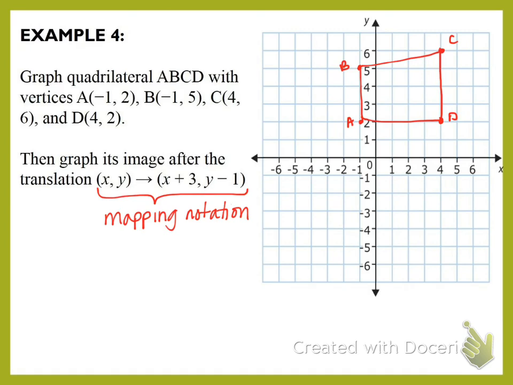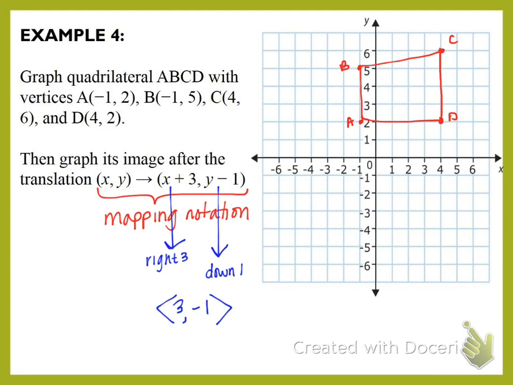So mapping notation is really giving a set of instructions just like a vector, but instead of telling us how to move X and how to move Y, they're just showing us how the point X, Y is going to transform. So the point X, Y is going to transform because X is going to be increased by 3 and Y is going to be decreased by 1. So another way of writing this, of course, would be the vector 3 to the right, -1, down 1.